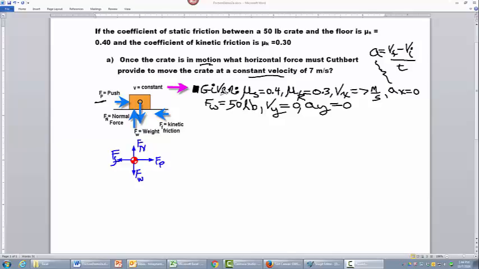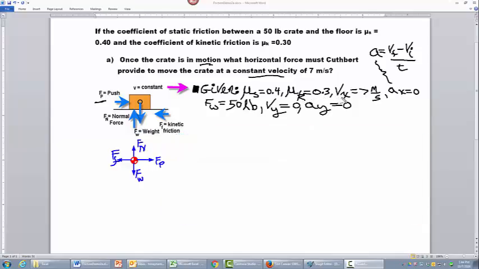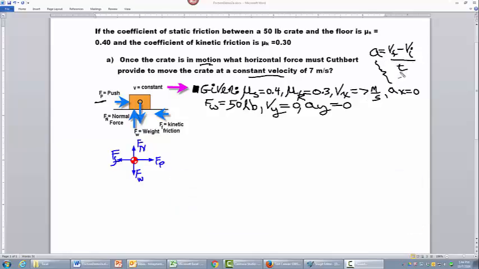For part A, the givens are mu sub s, the coefficient of static friction, is 0.4. Mu sub k, the coefficient of kinetic friction, is 0.3. No units for either one of those. V sub x, or the velocity along the x-axis, is constant at 7 meters per second. Since acceleration is a change in the velocity over the time, and the final velocity is 7 meters per second, and the initial velocity is 7 meters per second, the acceleration along the x-axis is 0.